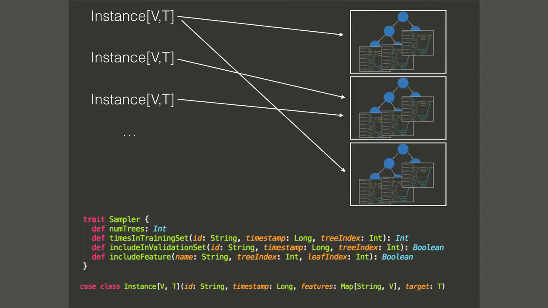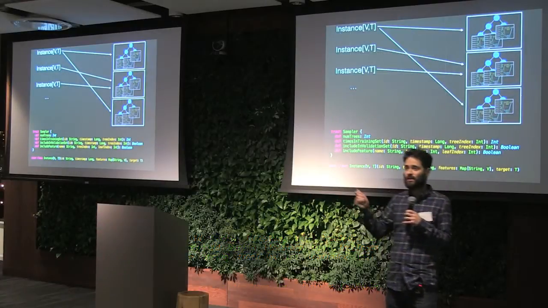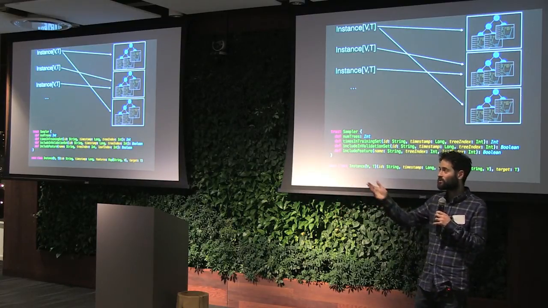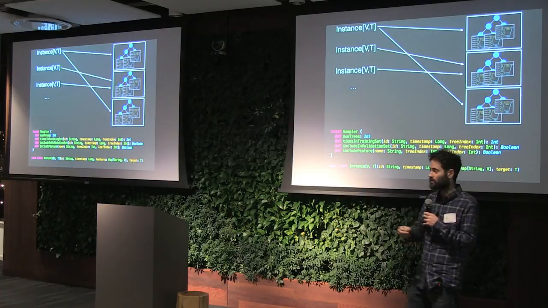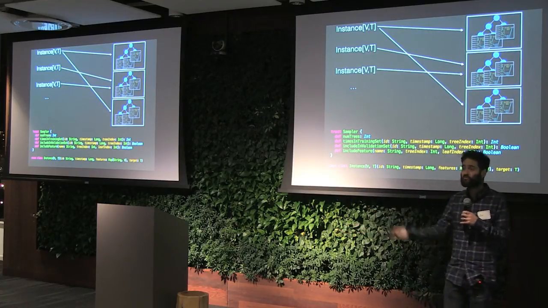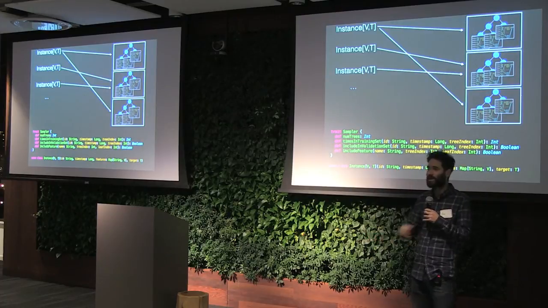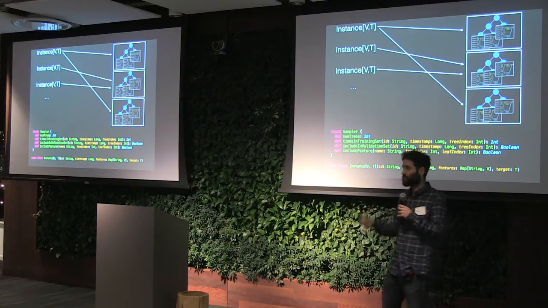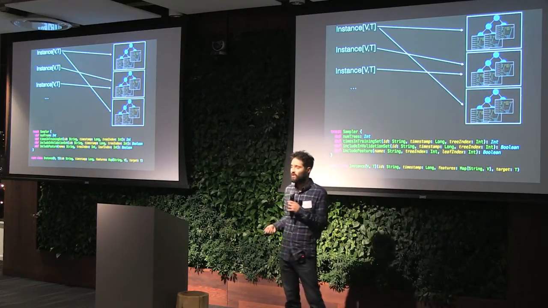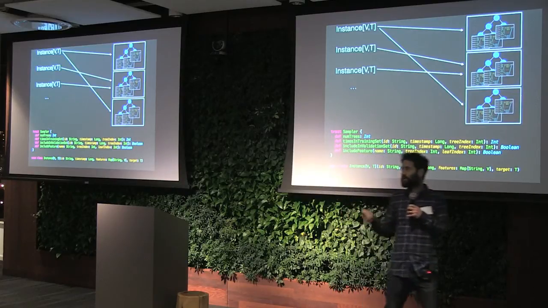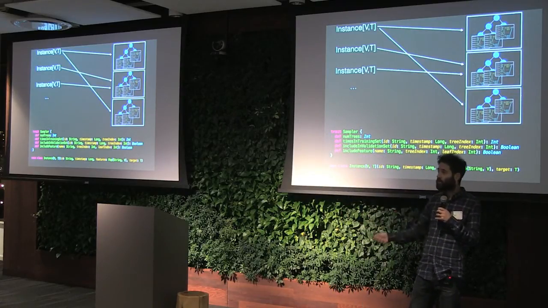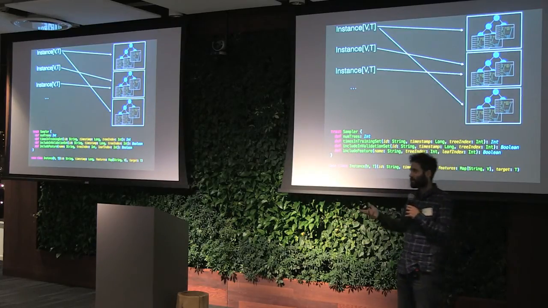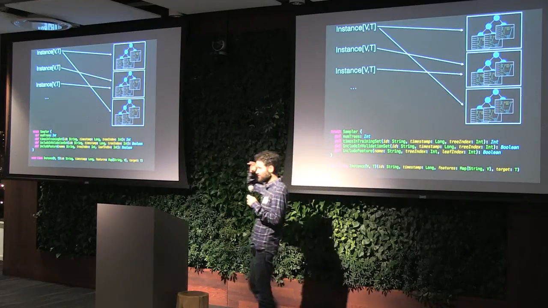And the sampler's job is to tell you for each instance that comes in, for each tree that you are producing, whether or not that instance should be considered when training that tree, or in fact, how many times it should be considered. Because for a random forest, for example, you do this bootstrap sampling thing where you might use a given instance 0 to n times in a given tree. And it's also the sampler's job to tell you whether an instance maybe doesn't appear in the training set at all and should be used later for validation, because you want to train on one set of data and later evaluate it on a different set of data. And so that's the sampler trait.